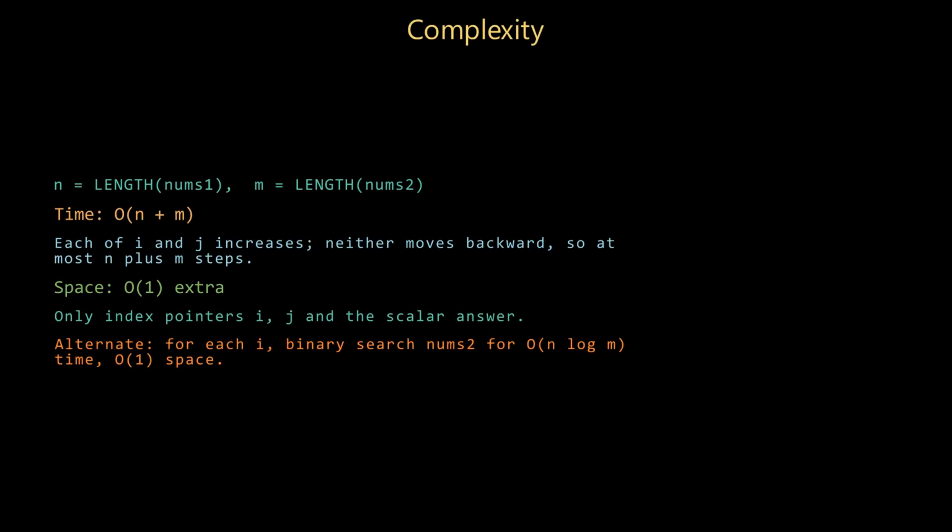Time is order n plus m. i and j each move forward only, so we touch each array once. Space is order 1 for the pointers and the running maximum. An alternative fixes i and binary searches nums2 for order n log m time.